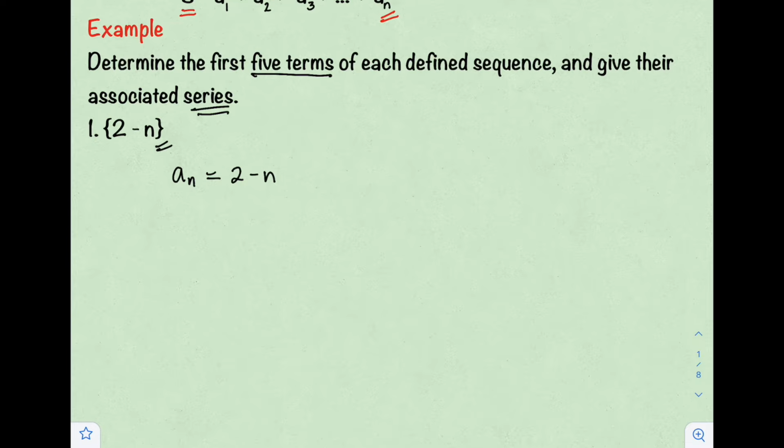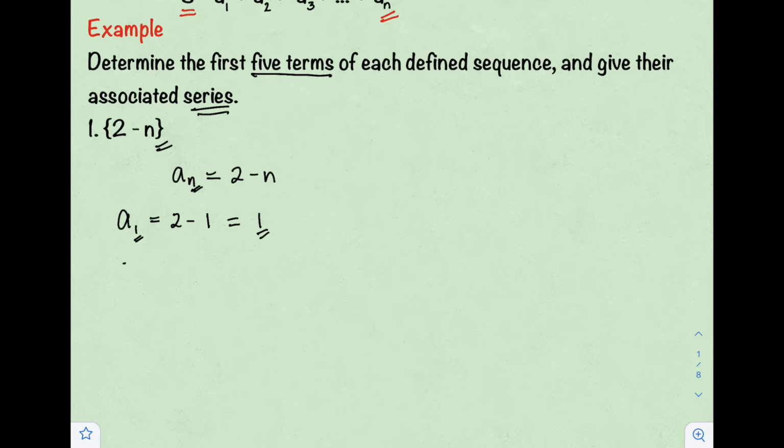So, ngayon, para makuha natin yung first term ng ating sequence, kailangan makuha natin yung a sub 1. Okay, so this time, ang value ng ating n is equals to 1. So, pag sinubstitute natin yan dun sa ating equation, we have a sub 1 is equals to 2 minus n. So, ang n natin is 1. So, therefore, ang ating first term is equals to positive 1.